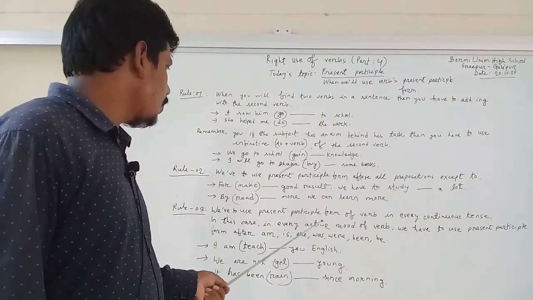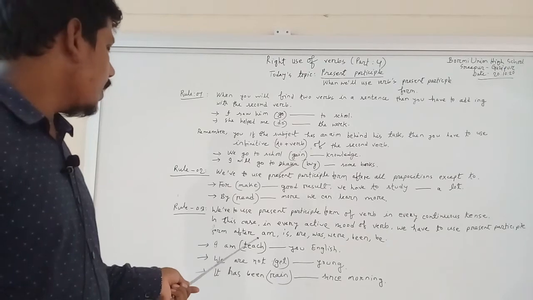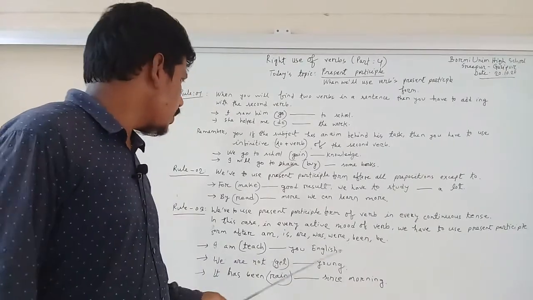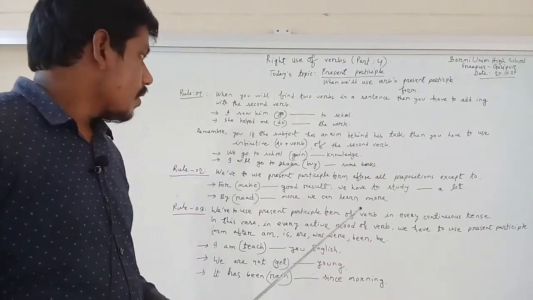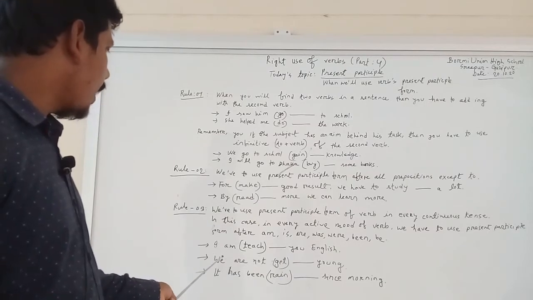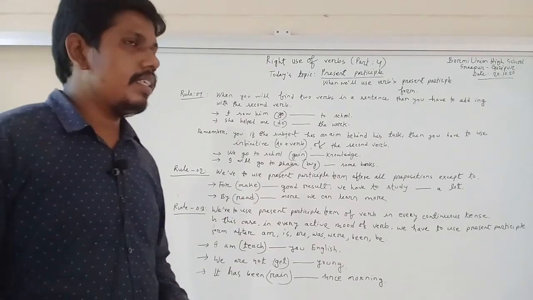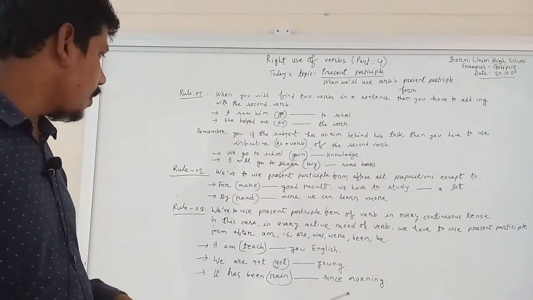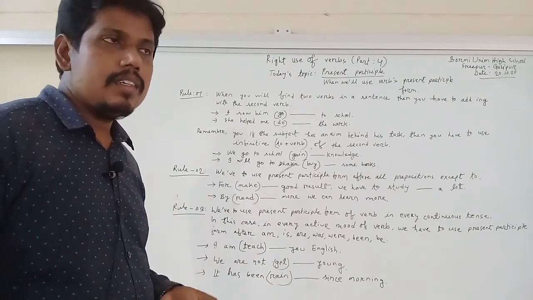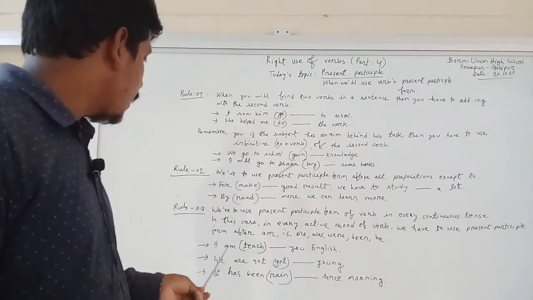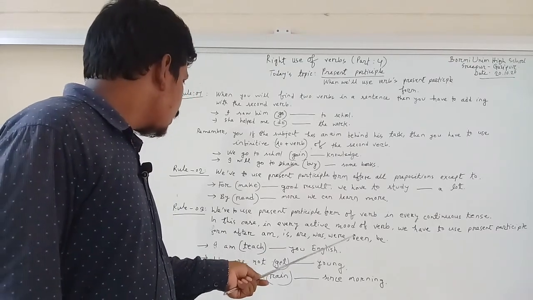Rule 3, we have to use present participle form of verb in every continuous tense. In this case, in every active mood of verb, we have to use present participle form of verb after am, is, are, was, were, been, be. For example, I am teach you English. What will be the answer here? You notice this sentence is going to describe present continuous tense. This is why you have to add ing with the verb, and in this case the answer will be I am teaching you English, and this is present continuous tense.